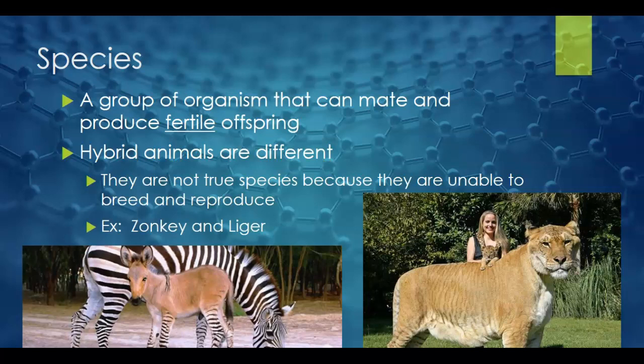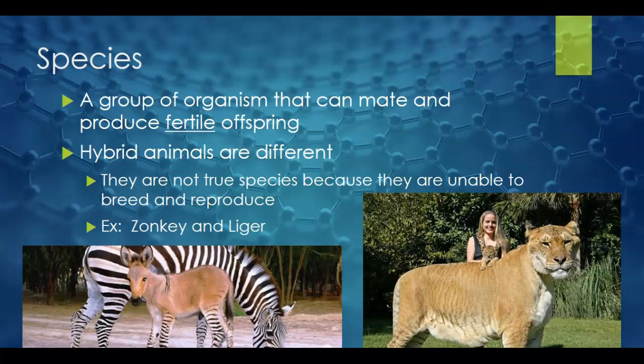Hybrids are different. Ligers and zonkies, their genetics, they're not a natural combination. So the way their genetics line up is they are sterile. You cannot mate 2 zonkies and get more zonkies, just like you cannot mate 2 ligers and get more ligers. In order to get more zonkies, you have to mate a donkey and a zebra again. In order to get more ligers, you have to mate lions and tigers again.